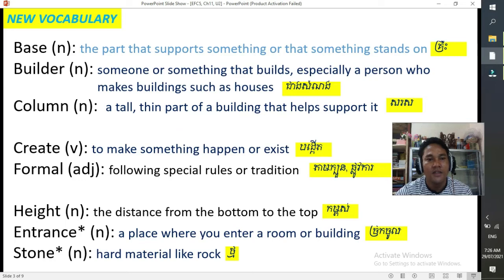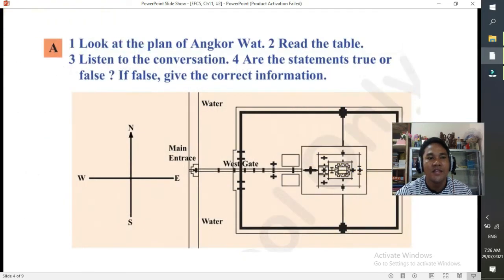So after that, we have to move to Section A. Section A, number one, we want you to look at the plan of Angkor Wat. This is the plan. Plan here means គ្រោង in Khmer. We have the main entrance here from the west. They put the map for you also.